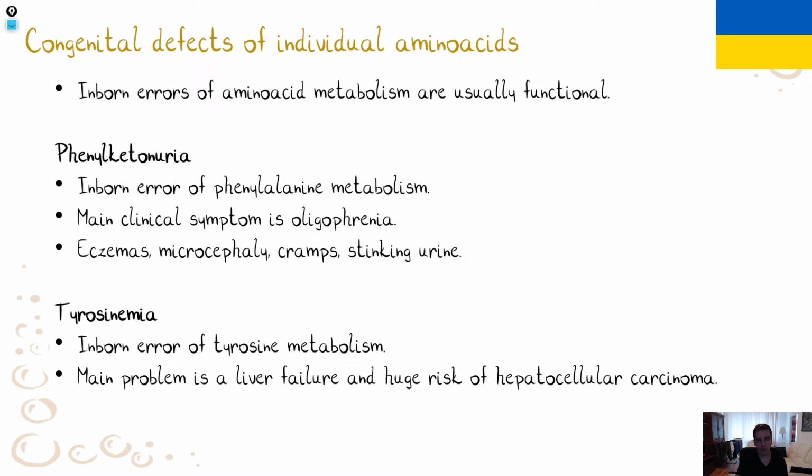We should also mention tyrosinemia, which is inborn error of tyrosine metabolism. And the main problem for those children is liver failure. It's quite early liver failure, and those children also have a huge risk of hepatocellular carcinoma in this condition, in this terrain. So you can see hepatocellular carcinoma in very young children, in 2 or 3 years old children.